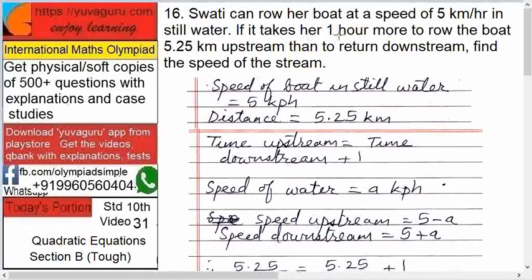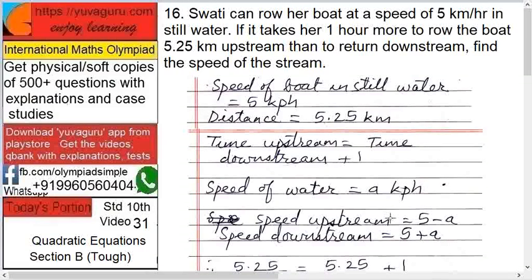Now what? It takes 1 hour more to go upstream, against the stream, than to come with the stream. And what distance is she going? 5.25 kilometers. So the speed of the boat in still water is 5 kph, and the distance equals 5.25 kilometers. Time upstream equals time downstream plus 1, right? That's what is given. So let's say the speed of the water equals a kilometers per hour.